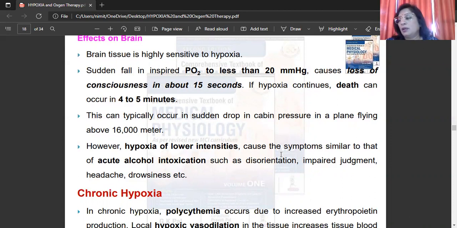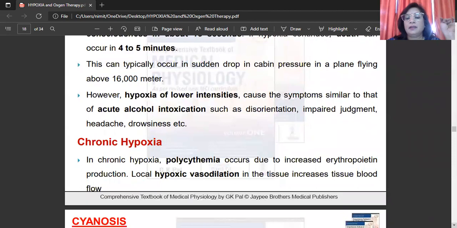Acute alcohol intoxication. Which symptoms will be there? Disorientation, impaired judgment, headache, drowsiness. Impaired judgment, headache, and also drowsiness will be seen. In the case of chronic hypoxia, polycythemia occurs due to increased erythropoietin production and local hypoxic vasodilatation.